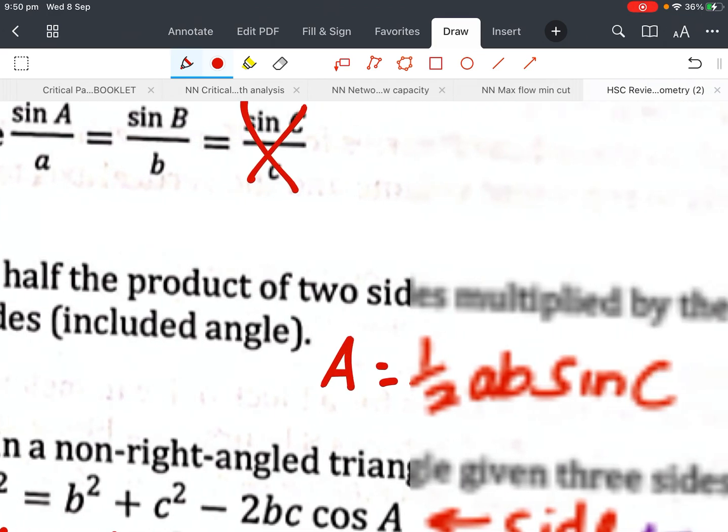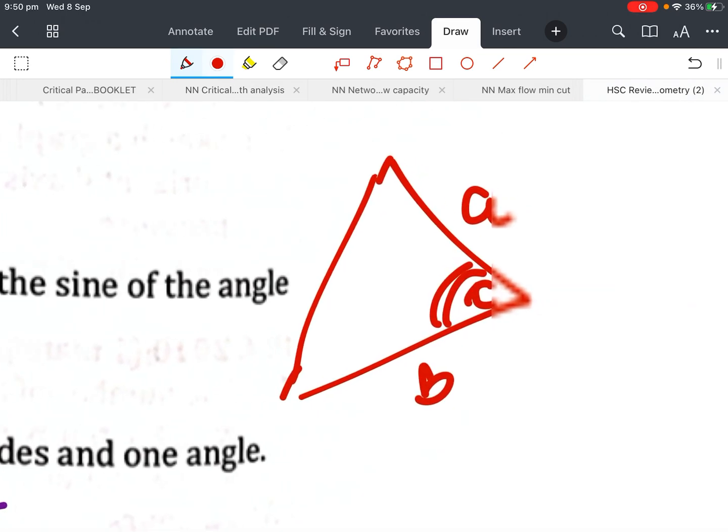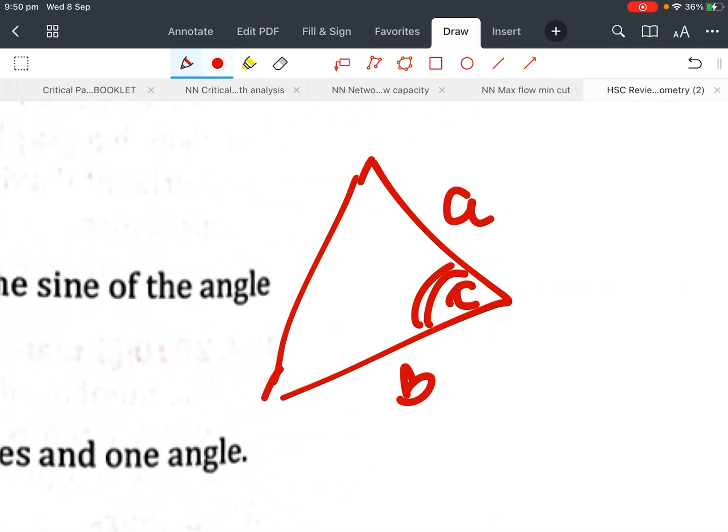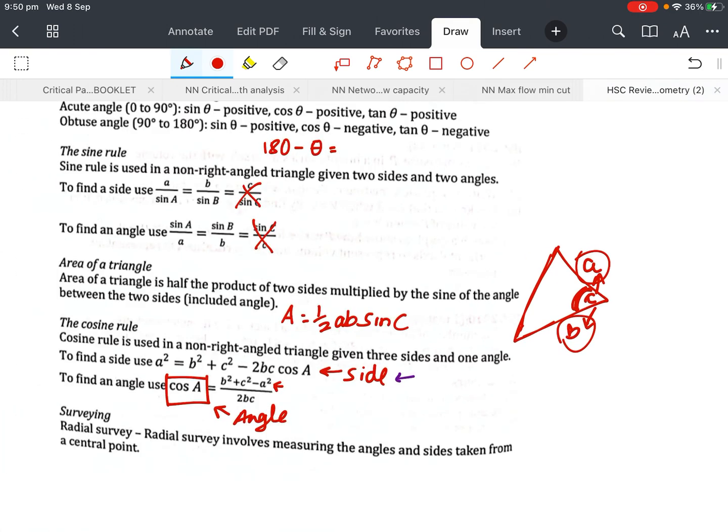Area of a triangle, she forgot to put that in. It's half ab sine C. And just remember, in our triangle, the angle should be in the middle of the two sides on either side of that angle. So it's got to be the included angle, as it's known, because it's in between the two sides.